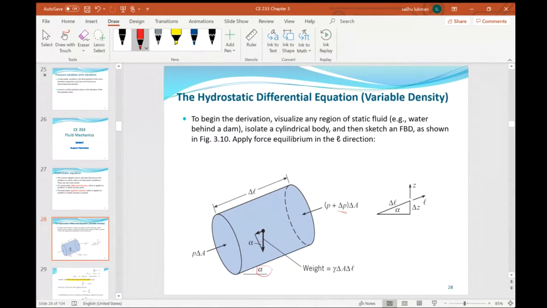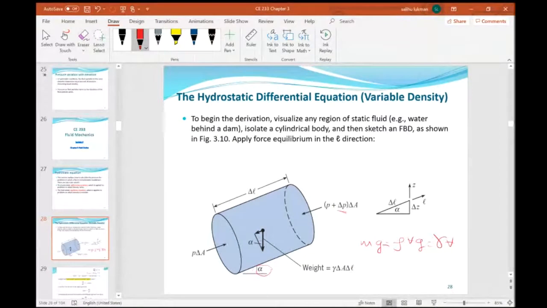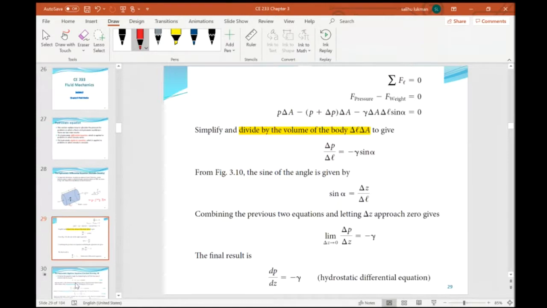The weight of the liquid is simply mass times acceleration due to gravity, and mass is simply density times volume, then times g. Rho g is gamma, so gamma times volume, and the volume of the cylinder is the cross-sectional area times the length. So that's why you have gamma delta A delta L. This is the weight of the element. And now we'll apply resolution of forces. We sum forces along the L direction.